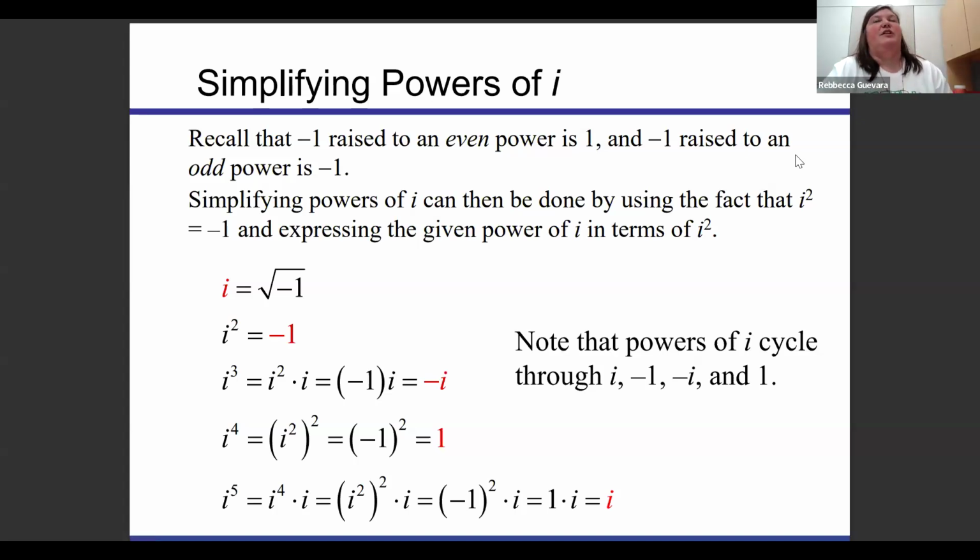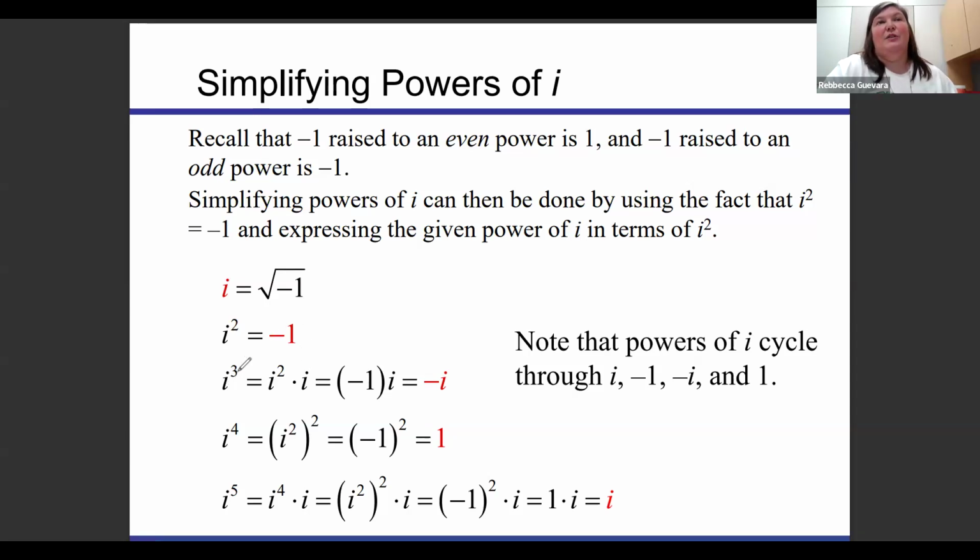So an extension on this is raising your i's to a power. So recall that negative 1 raised to an even power is just 1, and that negative 1 raised to an odd power is negative 1. So simplifying powers of i can be done by using the fact that i squared is negative 1 and expressing the given power of i in terms of i squared. So we know i is just square root of negative 1. We know that i squared is negative 1.